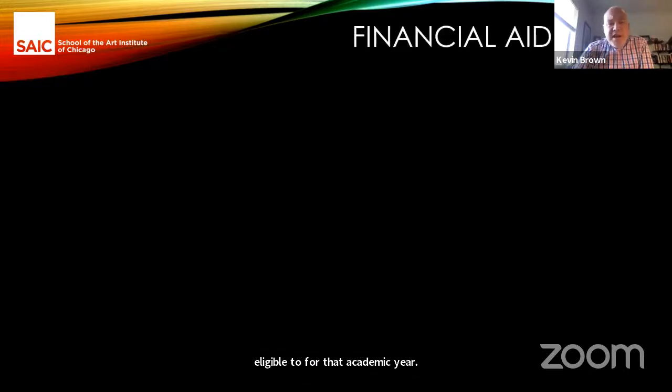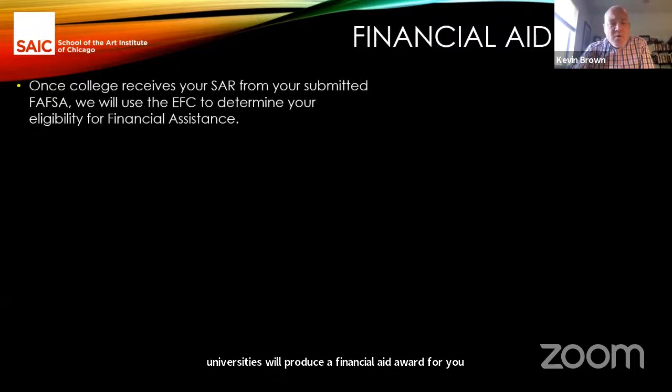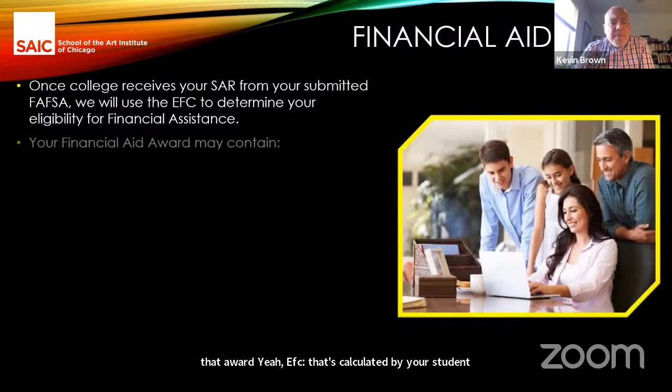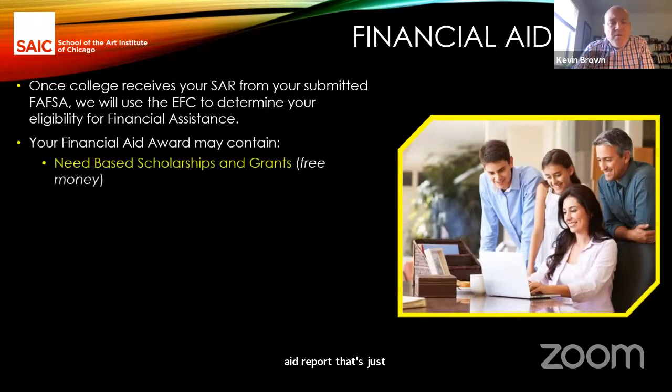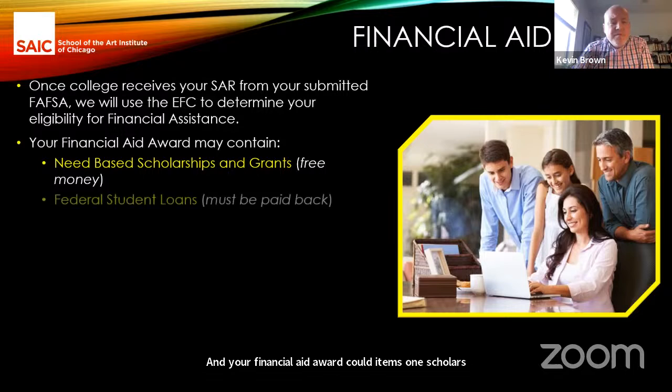Once we receive your student aid report, colleges and universities will produce a financial aid award for you. The financial aid award offer will have several different items on it. Again, they'll be using that EFC calculated by the student aid report that's generated by the FAFSA you submitted. Your financial aid award could contain several different items. One, it could contain free money. These include scholarships and grants that the student is eligible for.